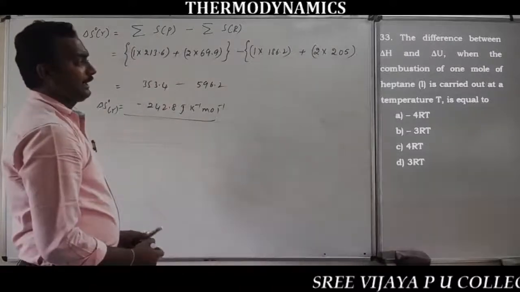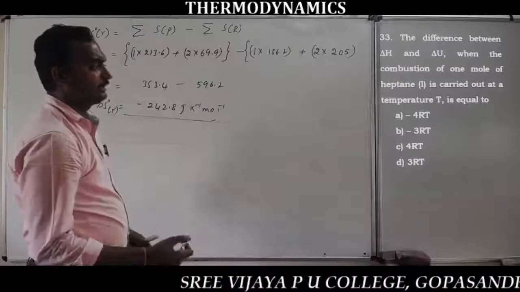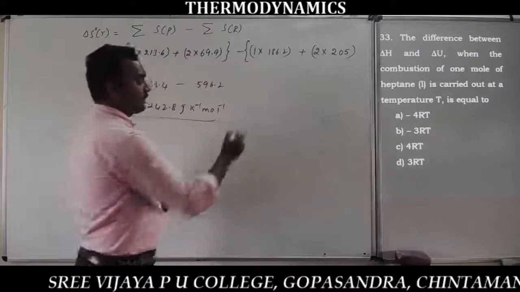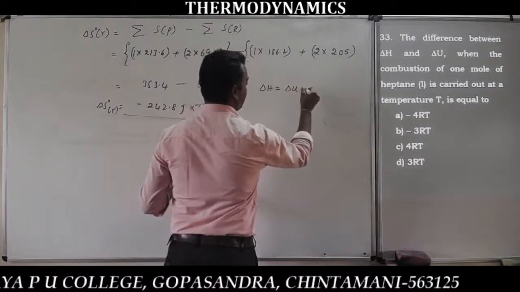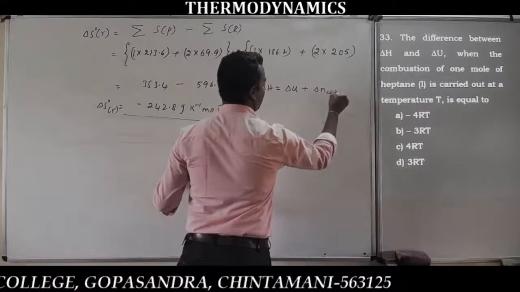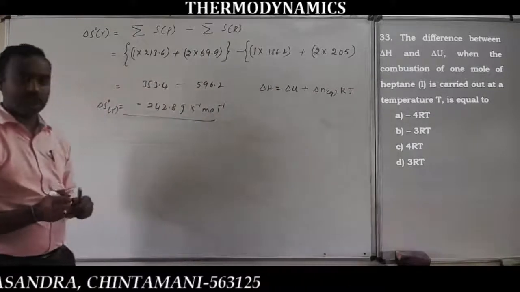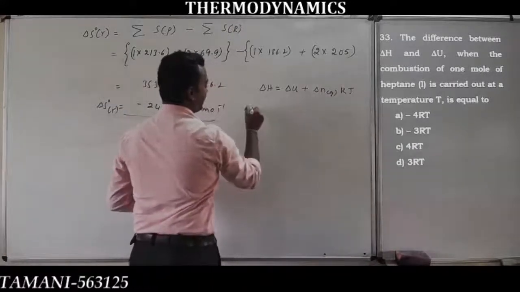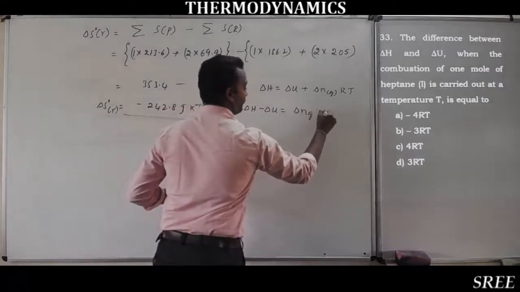As difference between delta H and delta U when the combustion of 1 mole of the heptane liquid is carried out at a temperature T is equal to 30. So here what is the relationship between delta H and delta U? Delta H is equal to delta U plus delta Ng into RT. That's a very important equation. So ಈಗ ಎರಡು ಮಧ್ಯೆ equation relationship ಬೇಕು. Difference between delta H minus delta U is equal to delta Ng into RT.